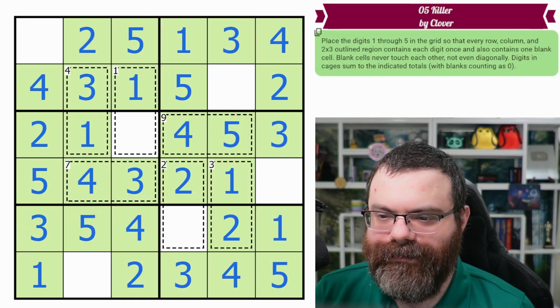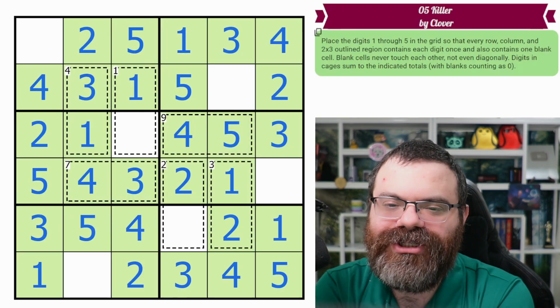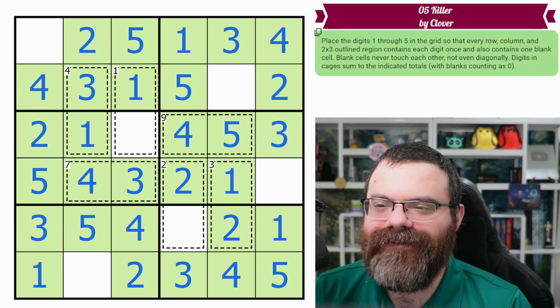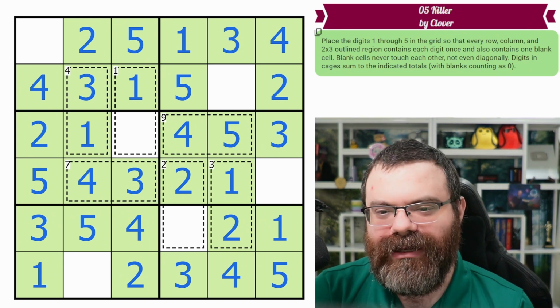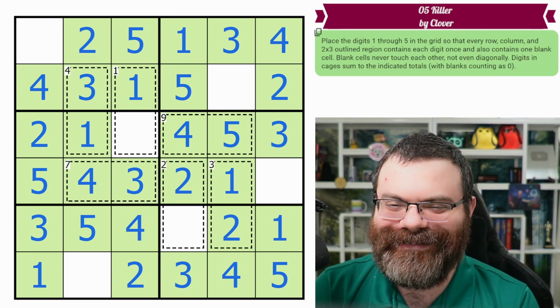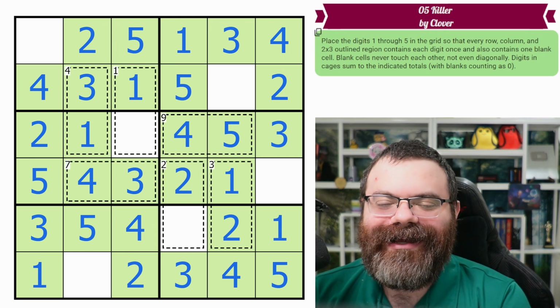There we go. Cool. Even the solution check even worked. I totally left them blank the whole time, Clover. I didn't use zeros. What are you talking about? Anyway, this was a fun puzzle.